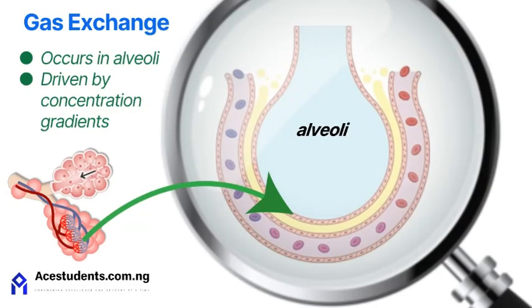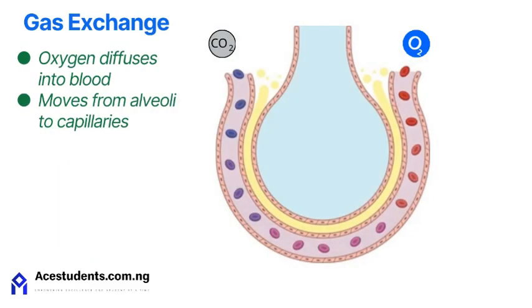Gas exchange in humans occurs in the alveoli. The process is driven by concentration gradients between oxygen and carbon dioxide. Oxygen from inhaled air diffuses across the thin alveolar walls. It moves into the blood in the surrounding capillaries.